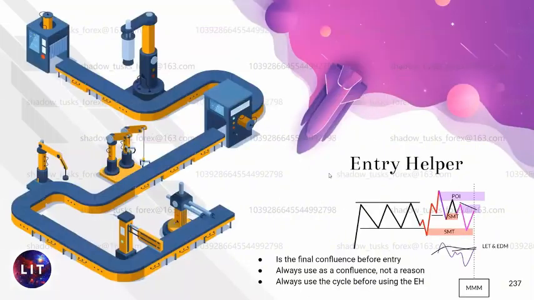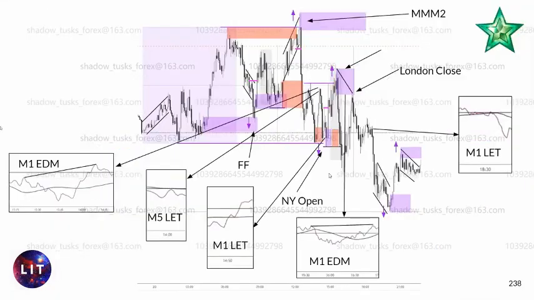And this is obviously our last confluence, which is going to be the entry helper. Let's look at what we have for our entry helper. First off, from our false reaction, we see that this provides an EDM, an M1 EDM. So there's almost definitely a mitigation here that we can take to trade down into this. This point here was also an M5 LET, right? So it's all coming together. We can see we've had our inducement, and then we have our LET plus EDM right here.